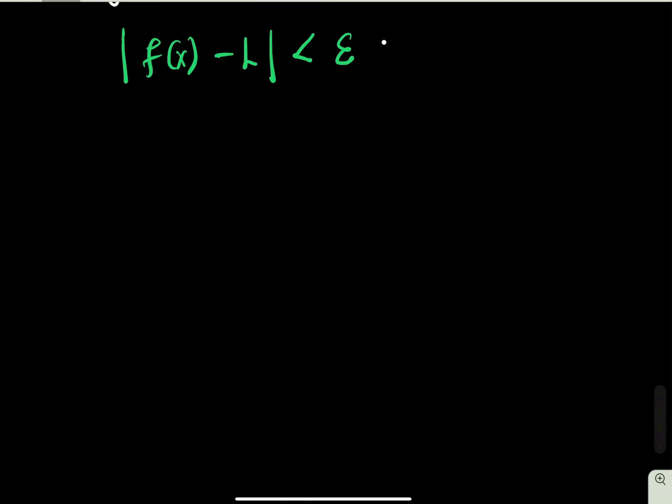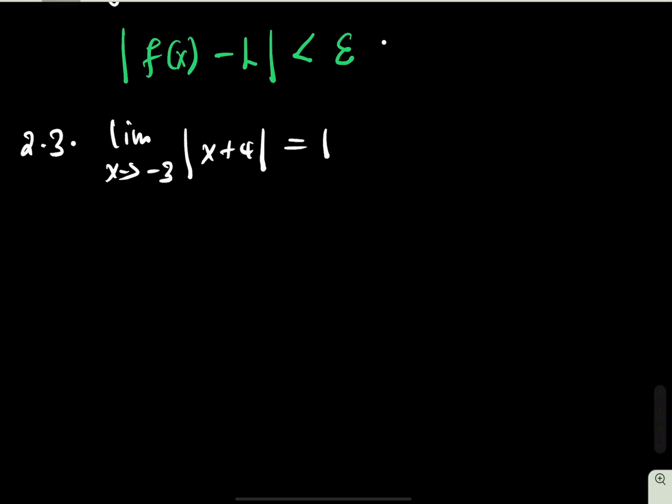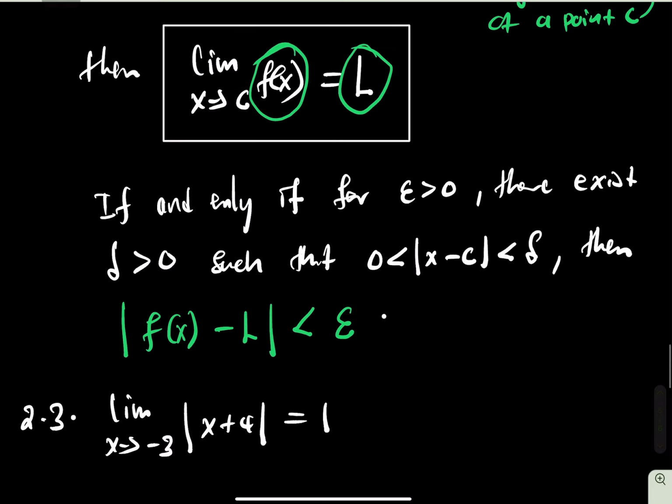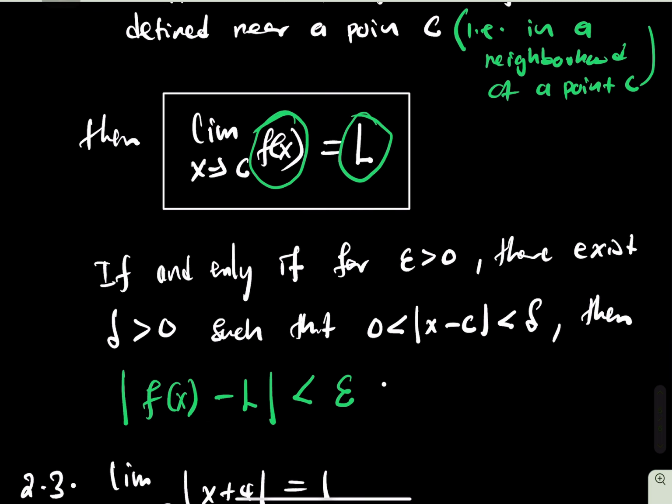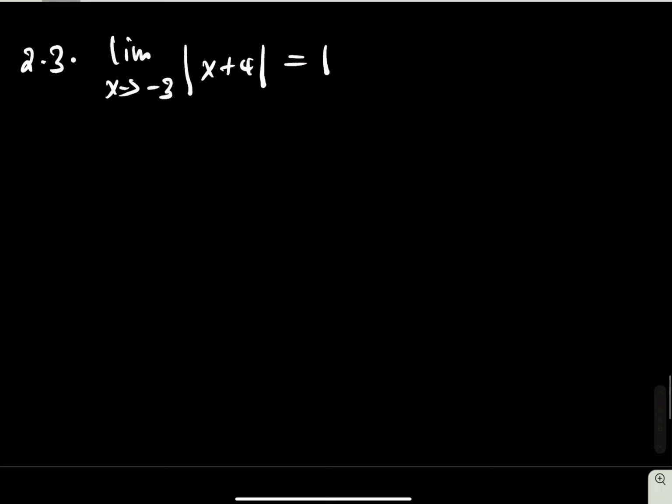So we get 2.3. We must prove that the limit as x goes to -3 of the absolute value of x plus 4 is going to give us a value of 1. So when they say use the formal definition of limits, you are primarily going to use this right here. All right, so this is really easy. I don't want to lie. So you are going to say to yourself now, solution.